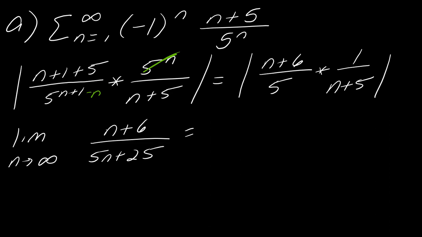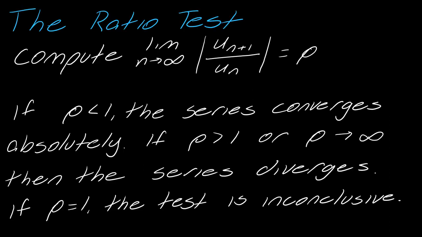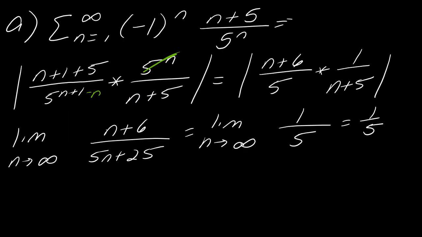From here, I can use L'Hopital's rule because I get infinity over infinity. If I use L'Hopital's rule and take the derivative of the top and of the bottom, this becomes 1/5. So I can see that my limit in this case is just going to be 1 over 5. Okay, so now going back to what the ratio test says, when you calculate this limit, if the value is less than 1, then the series converges absolutely. So this converges absolutely.